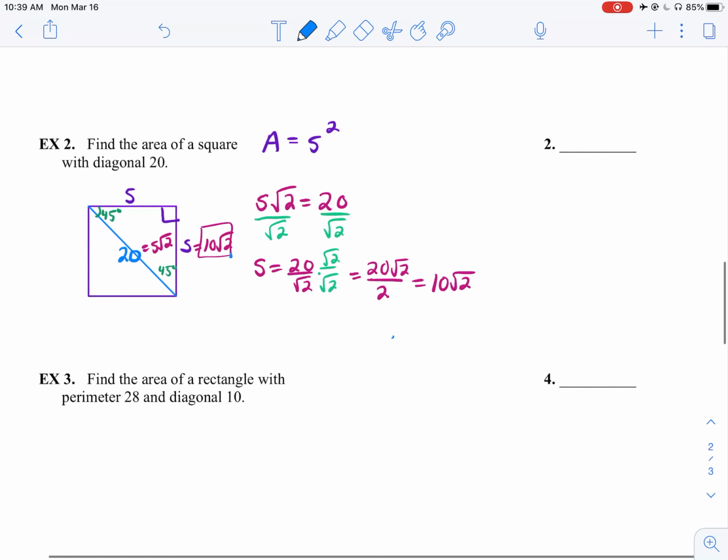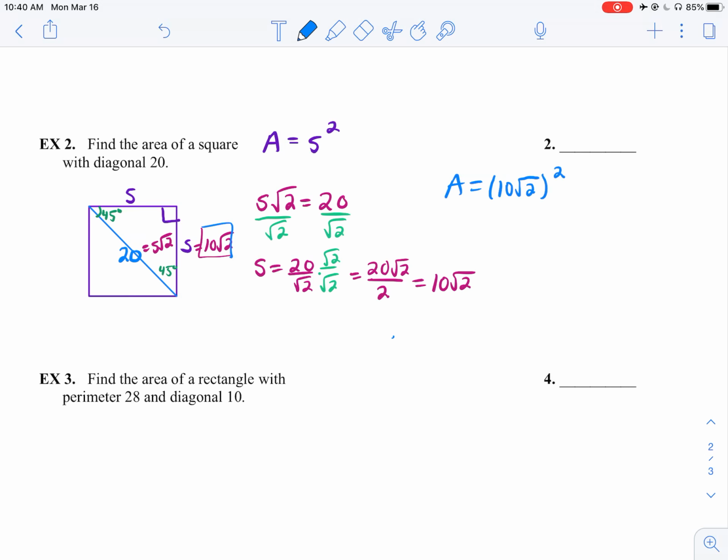So now I know that the area is equal to side squared. So this would be 10 square root 2 squared. Remember, when we square something with a root, we square the number, so 10 squared, and then we square the root. So that makes this 100 times 2, which gives us an area of 200. So this square with a diagonal length of 20, the side is 10 root 2, and the area is 200 square units, or 200 units squared.